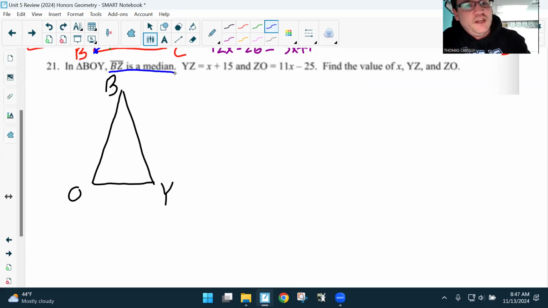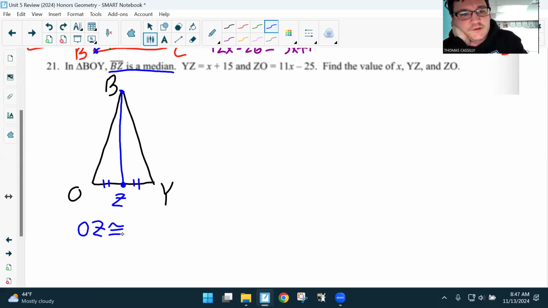Keep in mind, what is a median? A median starts at a vertex. In this case, it starts at point B because it has B in the segment name. And it needs to come down to the other side and hit a midpoint. So in this case, Z is our midpoint. Well, what do midpoints do? They chop a segment into 2 congruent pieces. So we know OZ is congruent to ZY.